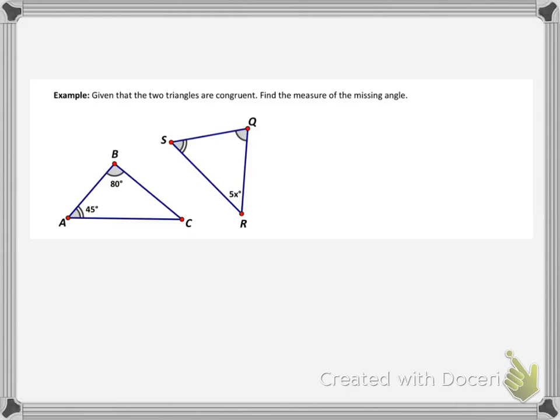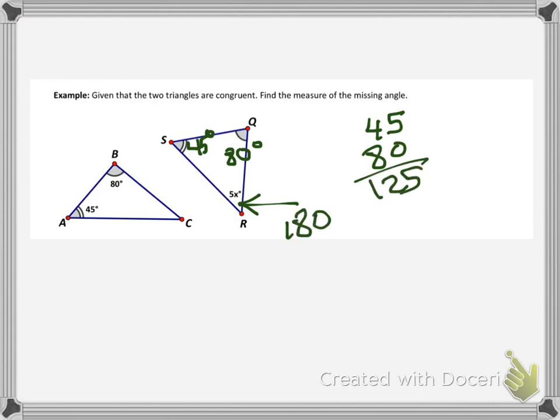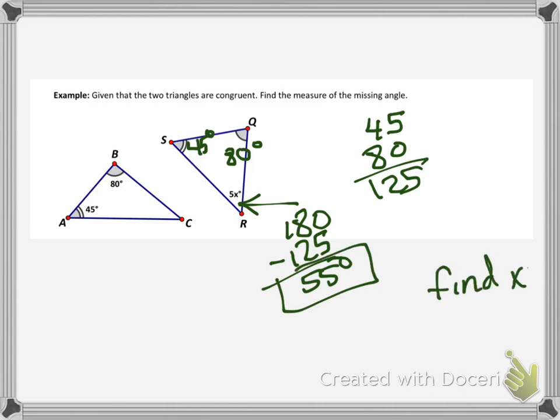All right, so if these two triangles are congruent, we see that angle A is congruent to angle S, so that's 45 degrees. And angle B is congruent to angle Q, so that's 80 degrees. So this missing angle, the 5x angle, we know from the triangle sum it has to add up to 180. So let's add up 45 and 80 at 125, and then 180 minus 125 is 55 degrees. So this angle is 55 degrees. It doesn't actually say to find x, but let's say it did. If it said to find x, we would just solve this.